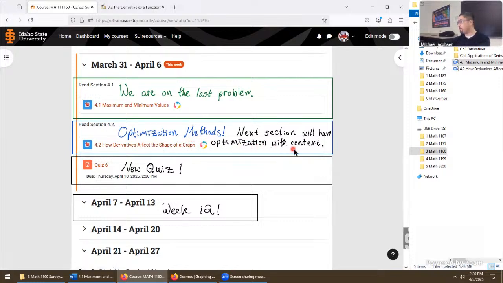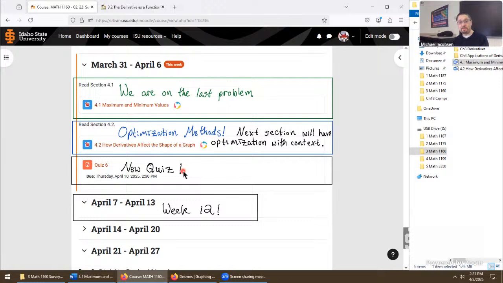We're actually doing real honest optimization problems, except there's no context on these. This allows us to focus on the actual math and methods. Then in the very next section, there will be context. We'll be looking at things from the sciences, biological sciences, pharmacology, engineering, business, that kind of stuff. So that's going to be our goal for sections 4.2 and the next one right after.